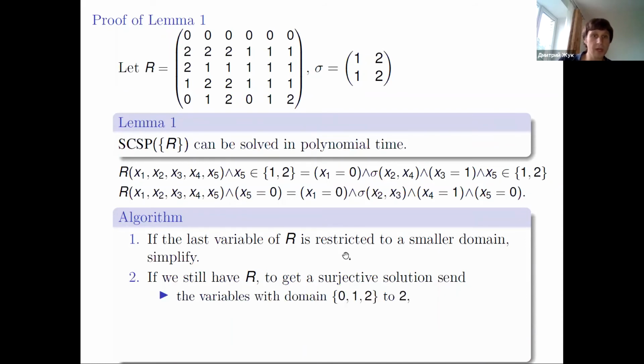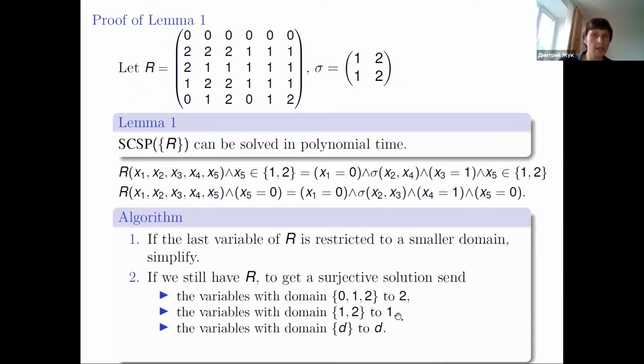I just send the variables with domain 0, 1, 2 to 2, variables with domain 1, 2 to 1, and variables with domain D to D. If you look at the relation R, you can see that I just send the first variable to 0, the next three variables to 1, and the last variable to 2. And I claim that if we simplified everything, then this is a solution.